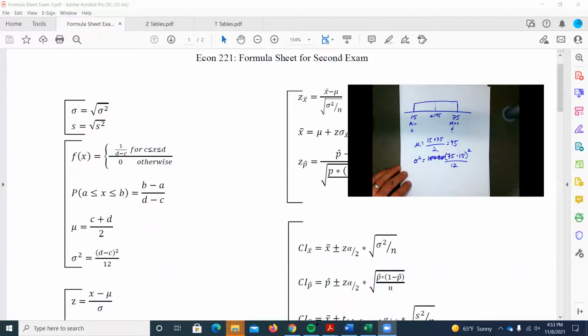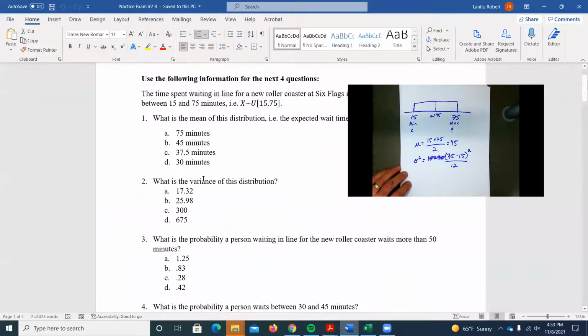Okay. Now, if we look at the problem, it asks for the variance, right? So I think if we do this, it'd be what? 60 squared, 3,600, divided by 12. I think it's 300, if I'm doing the math in my head correctly.